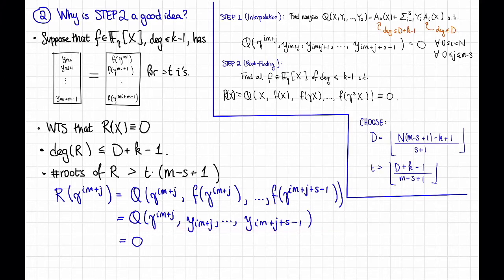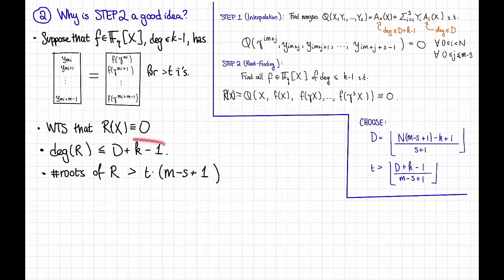So this gives us t times (m minus s plus 1) different roots, because there are t such values of i, and there are m minus s plus 1 such values of j. Okay, so now I'm going to erase this justification so that we have room to finish arguing that step 2 is a good idea.